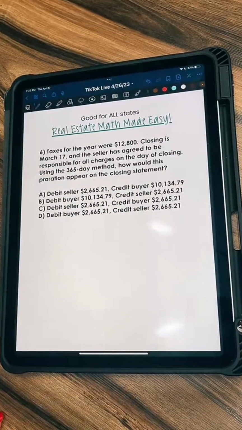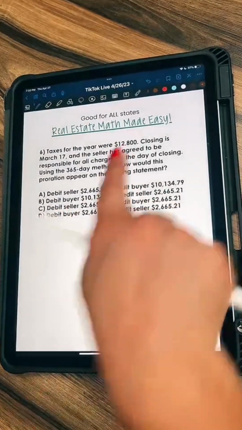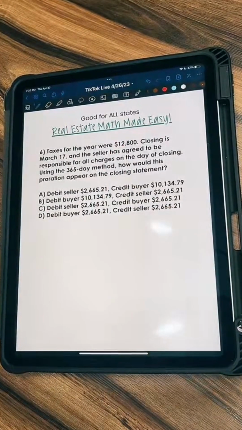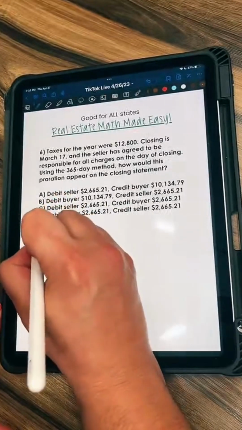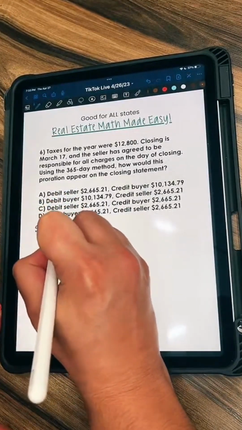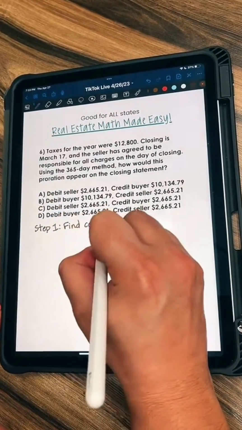All right, so if you are familiar with this, you know that the first step is to find out the cost per day. How much are these taxes per day? Then the second step is to find out how many days the seller owned the property. And then the third and final step is to multiply those two figures. Step 1 times step 2. So step 1 is find cost per day.